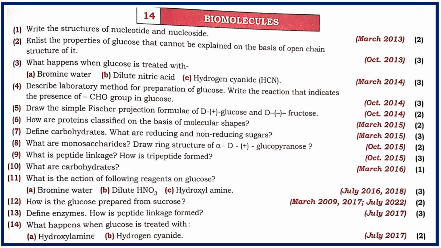Definition of reducing sugars, non-reducing sugars, examples, Haworth ring formula of different carbohydrates, glucose, fructose, sucrose, etc. One should prepare these while preparing this chapter.